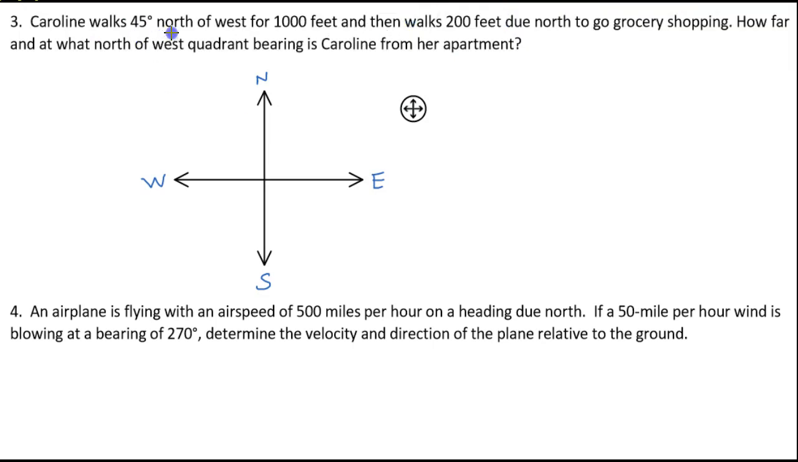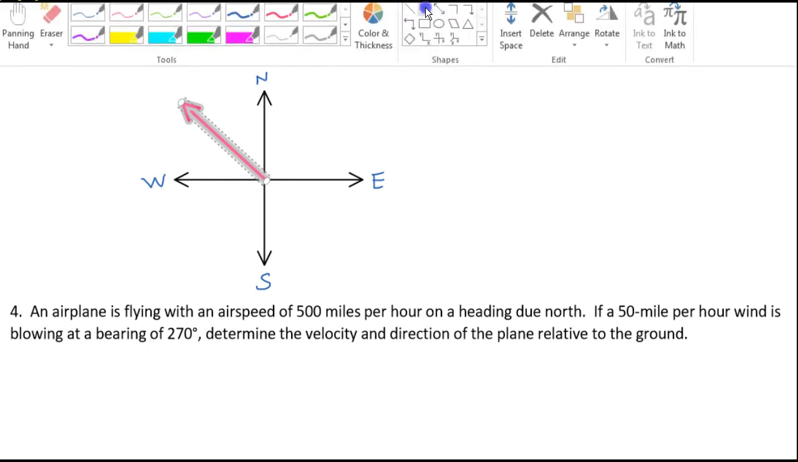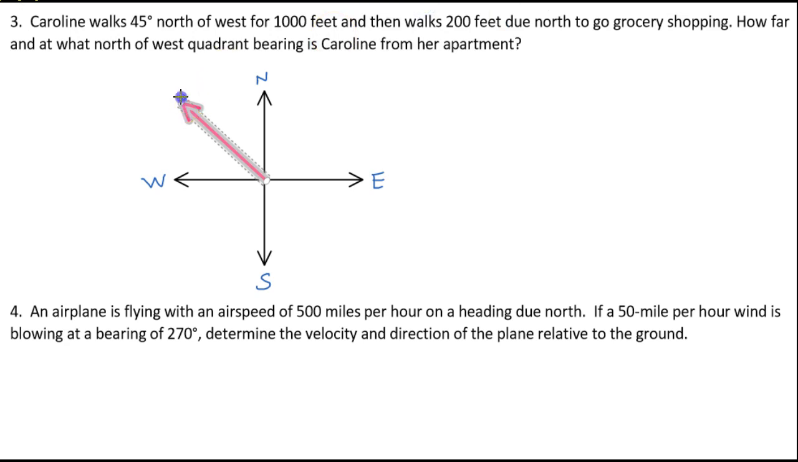She walked 45 degrees north of west. So here's west. 45 degrees north of west would be about here. All right, so she did that for 1,000 feet. Then she walks 200 feet due north, so I'm going to make another vector. 200 feet due north. That would be something like this.